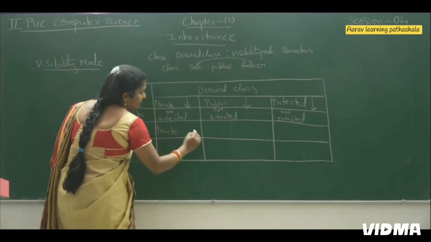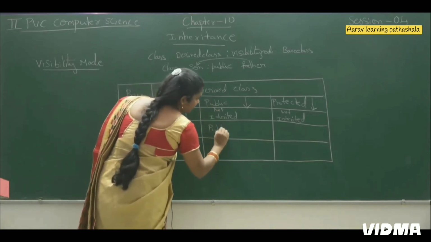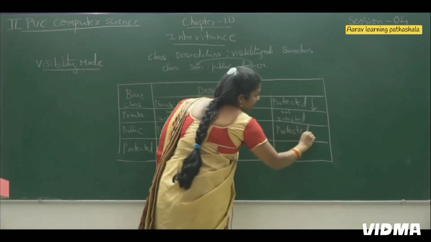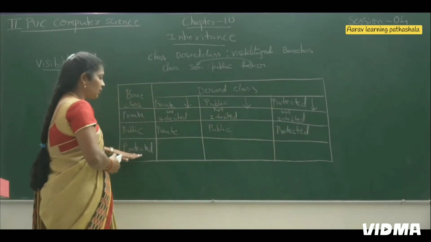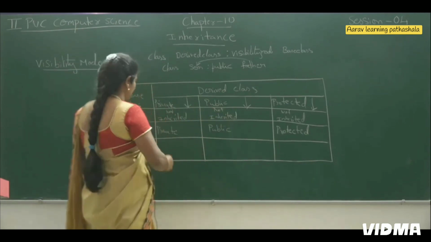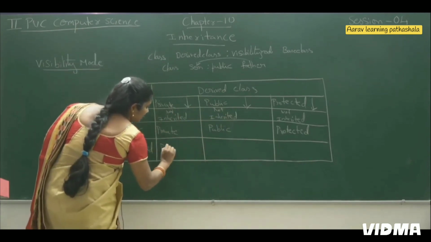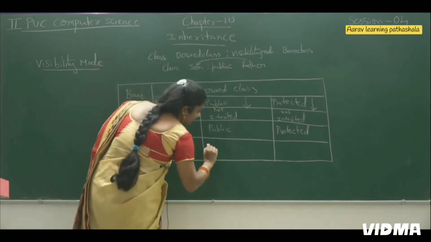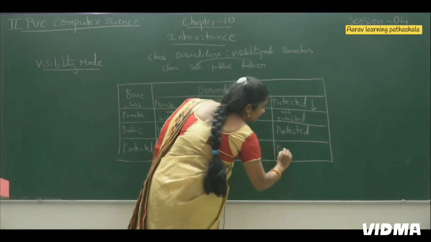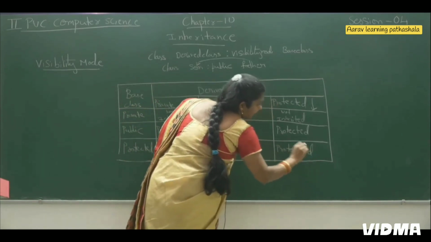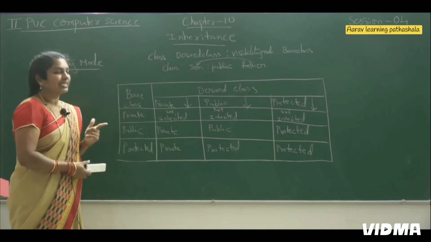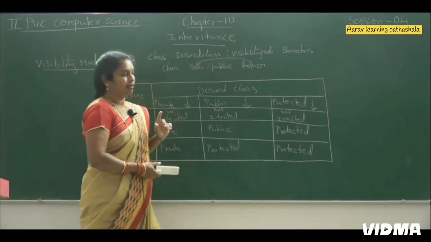Private. Here we have public. And here we have protected. Now is it clear? Whereas in the protected case, only in the private case it is private and in the remaining cases it will be protected. Now is it clear? Visibility mode will control the access specifiers of the base class in the derived class.